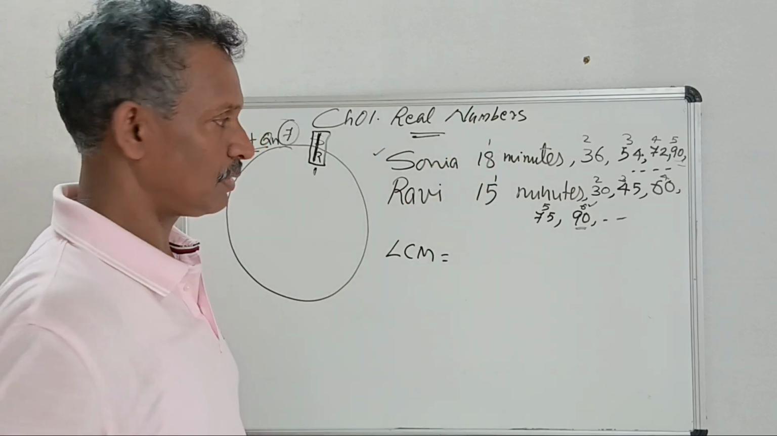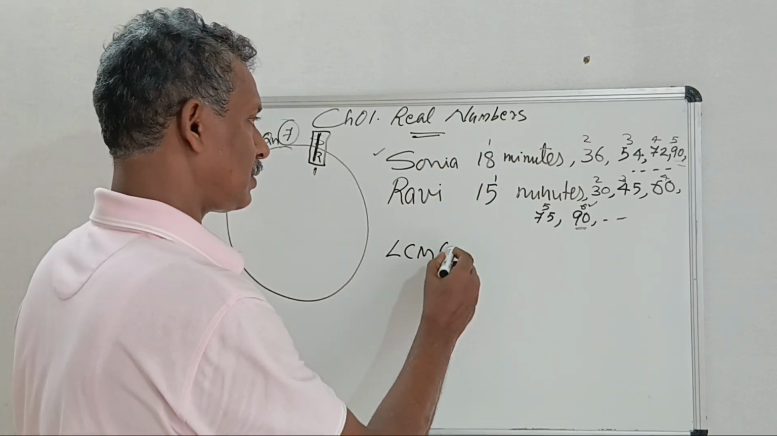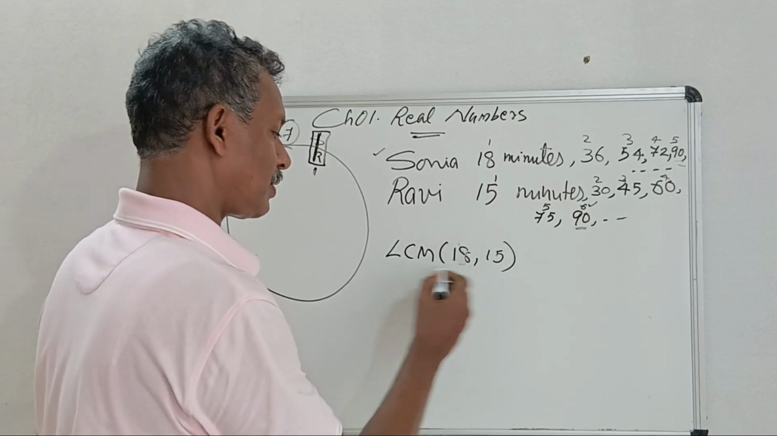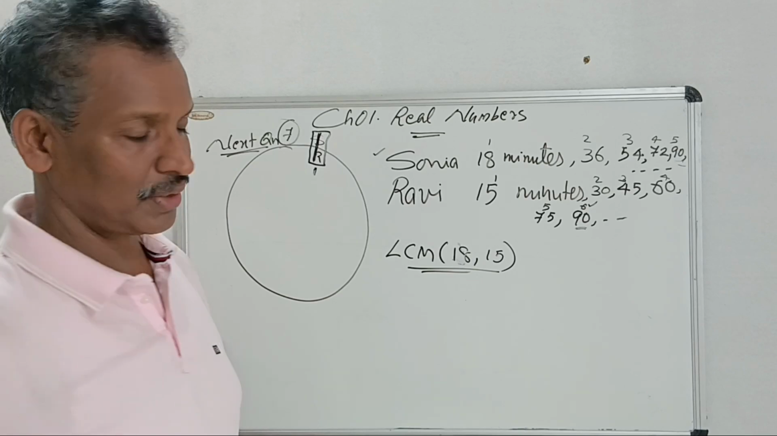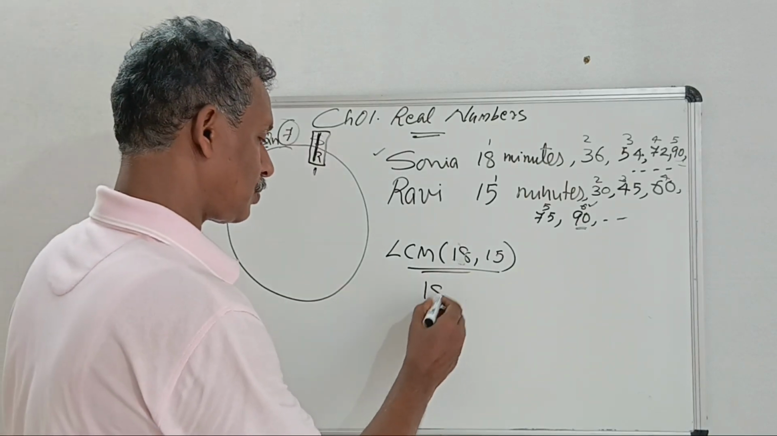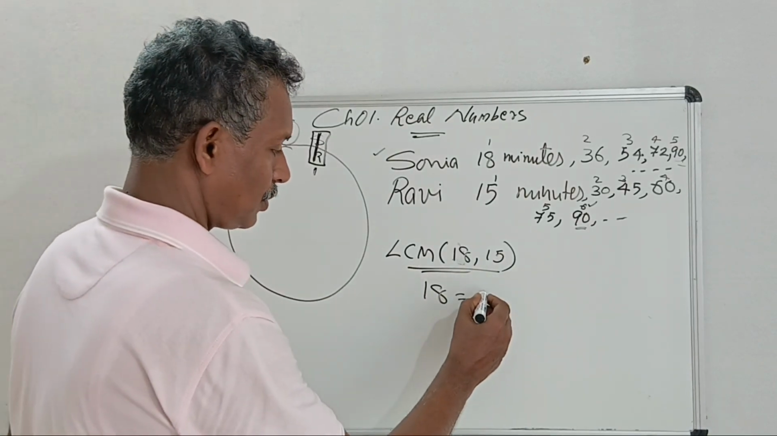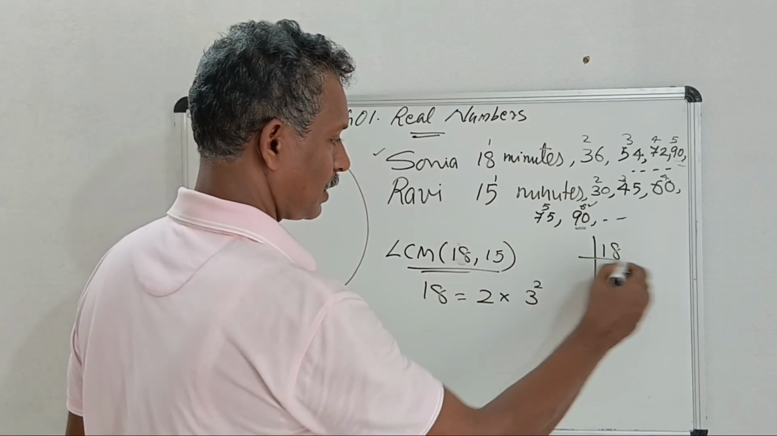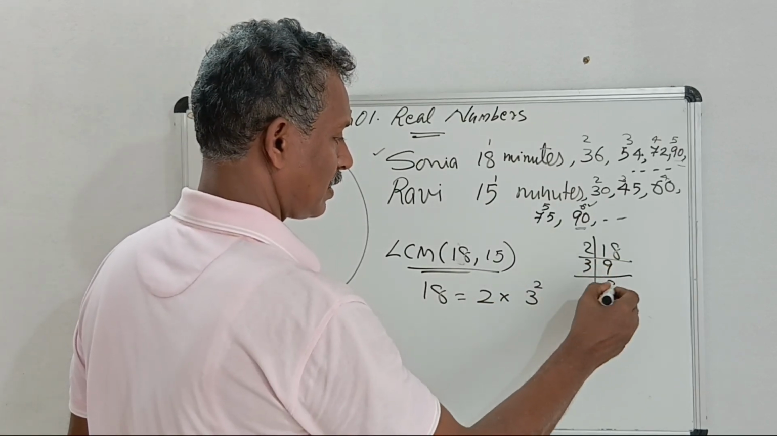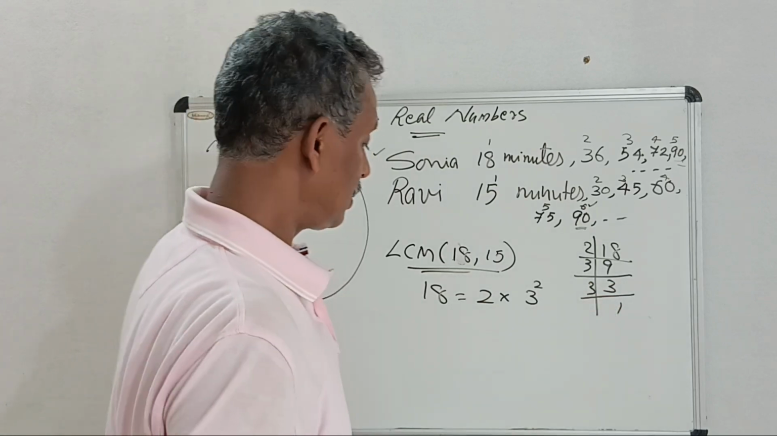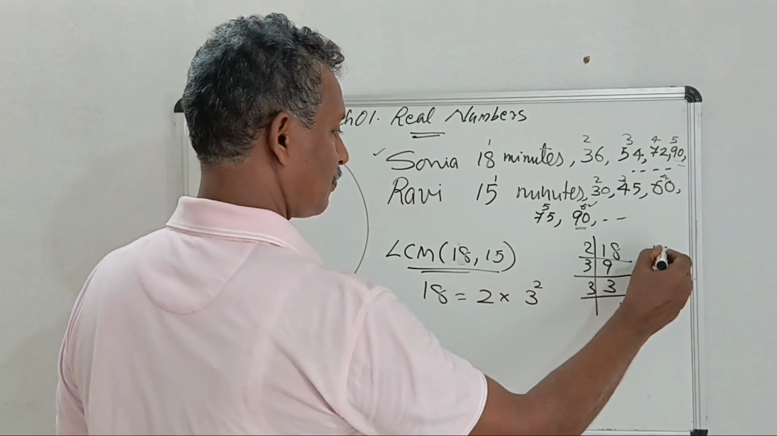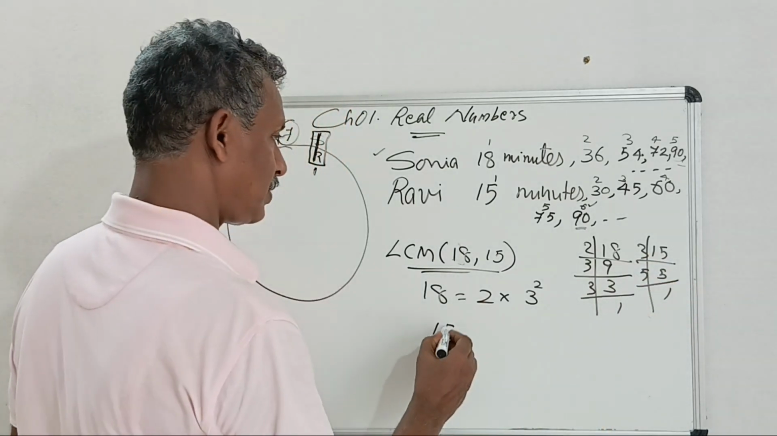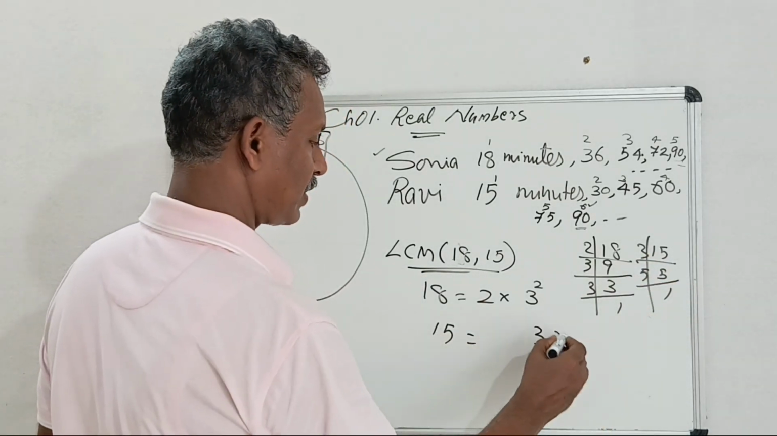LCM of which numbers? 18 and 15 we have to find. Okay, you can write it this way also, but better is the textbook method. 18, factorize this, you get 2 into 3 square. 18 is factorized by 2, 9, 3, 3, 3, 1. And then 15 you have to factorize by 3, 5, 5, 1. 15 is 3 into 5.